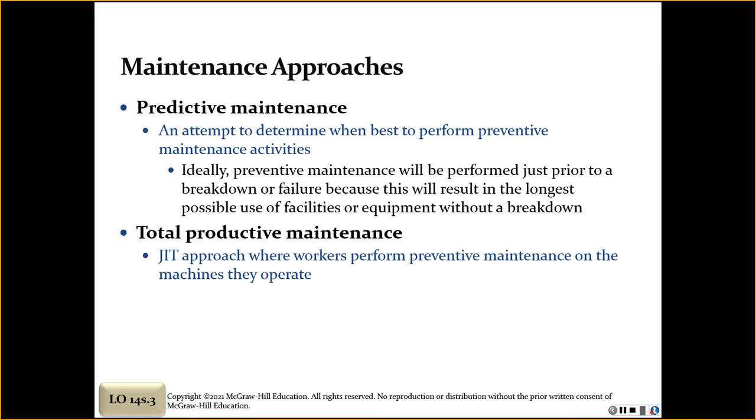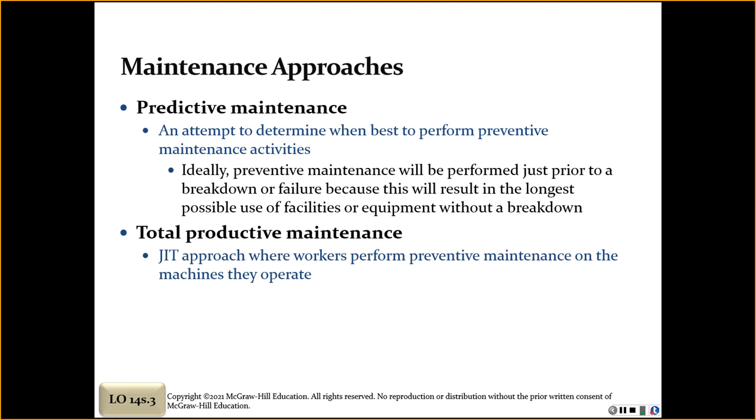You have two different maintenance approaches: the predictive maintenance approach, and the total productive maintenance approach. Predictive maintenance is an attempt to determine when best to perform preventive maintenance activities. It's based off of historical records of technical data to predict when a piece of equipment or part is about to fail. The better the predictions of the failure, the more effective the preventive maintenance will be.